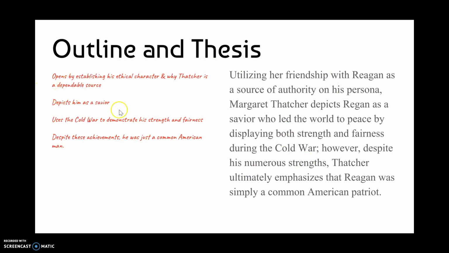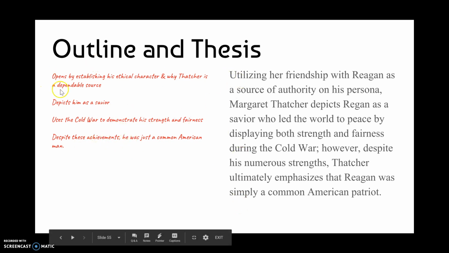So once you know what each of your body paragraphs are going to prove, you can then have your overall proof, which is what the entire essay that you're about to write is going to prove. And so a resulting thesis might read the following. Utilizing her friendship with Reagan as a source of authority on his persona, Margaret Thatcher depicts Reagan as a savior who led the world to peace by displaying both strength and fairness during the Cold War. However, despite his numerous strengths, Thatcher ultimately emphasizes that Reagan was simply a common American patriot.